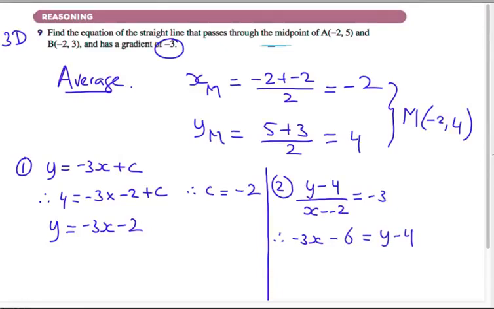Rearranging that, the y goes to the left, all the ordinary numbers go to the right. -3x take y equals -4 plus 6, 2. So there's a different representation of that same line.